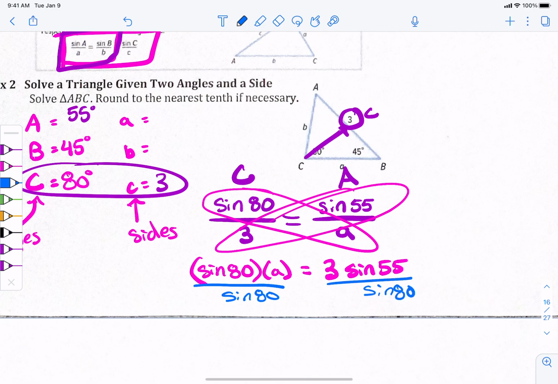So you should be able to enter this all in one shot. A equals 3 times sine of 55. You'll have to close your parenthesis after the 55 and then divide by sine of 80. Try typing that into your calculator and see what you get.